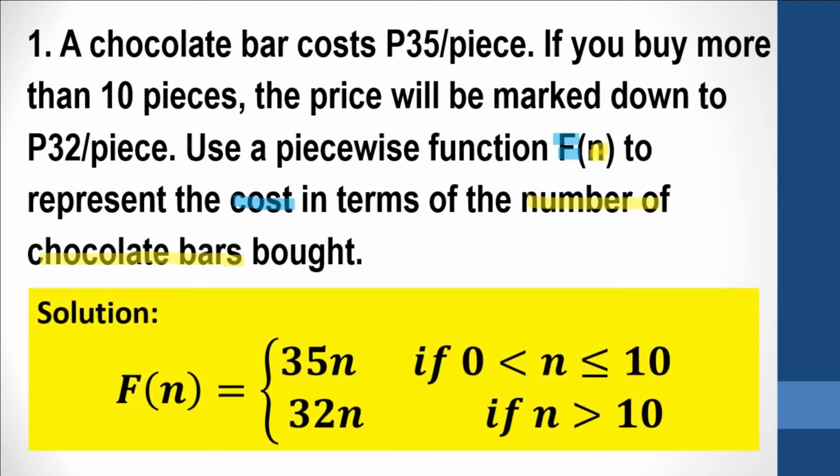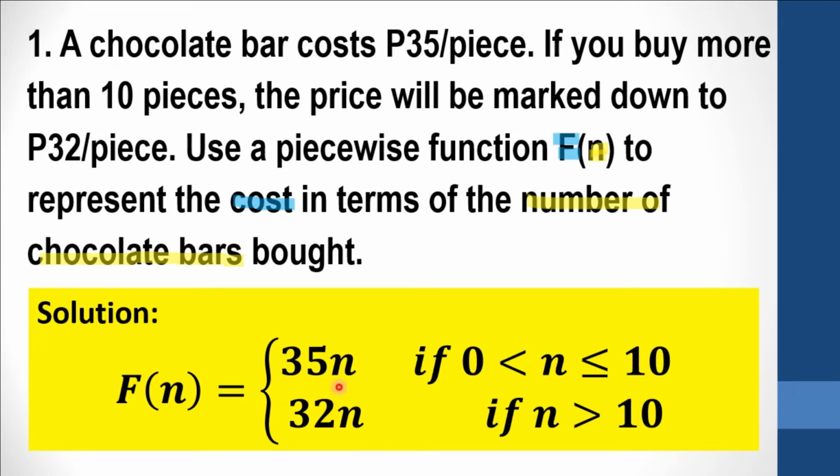So, let's have our solution. Please observe the format ha. Ganito dapat isulat yung ating piecewise function. So, we have f of n, or the function natin, or the cost in terms of the number of chocolate bars bought, equals, we have our brace. Our first function is 35n.